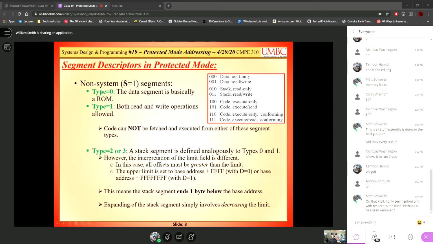Bottom line is, if you have a system bit and type is set to 0, you're not going to be able to write that memory. That's the whole goal in life, and that's protected in hardware more than likely. Type equals 1, now you can write to that memory. And then type equals 2 or 3, you're talking about a stack sort of function that's coming into play here. So stack segment ends 1 byte below the base address, expanding the segment, decreasing the limit. So bottom line, you're talking a stack function if you have type equals 2 or 3.